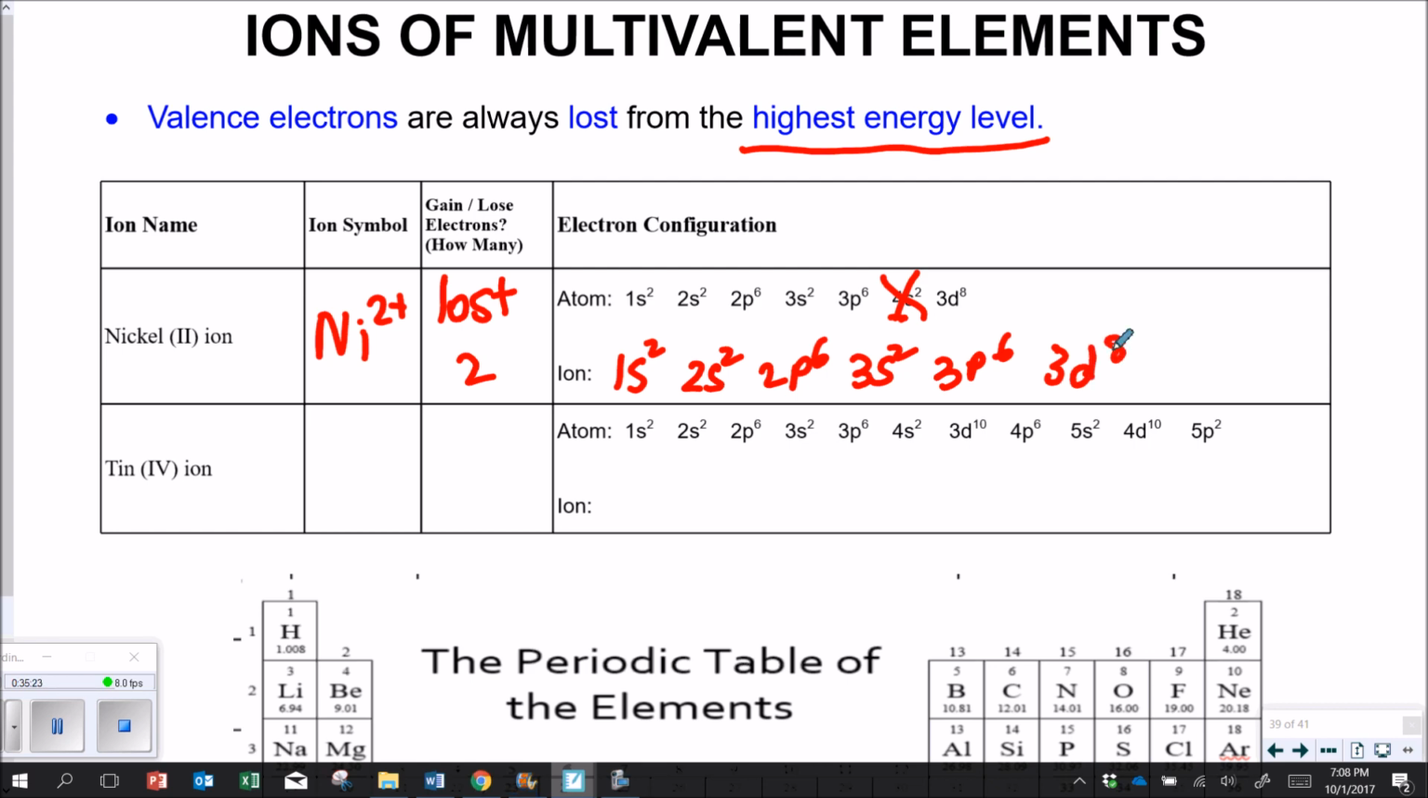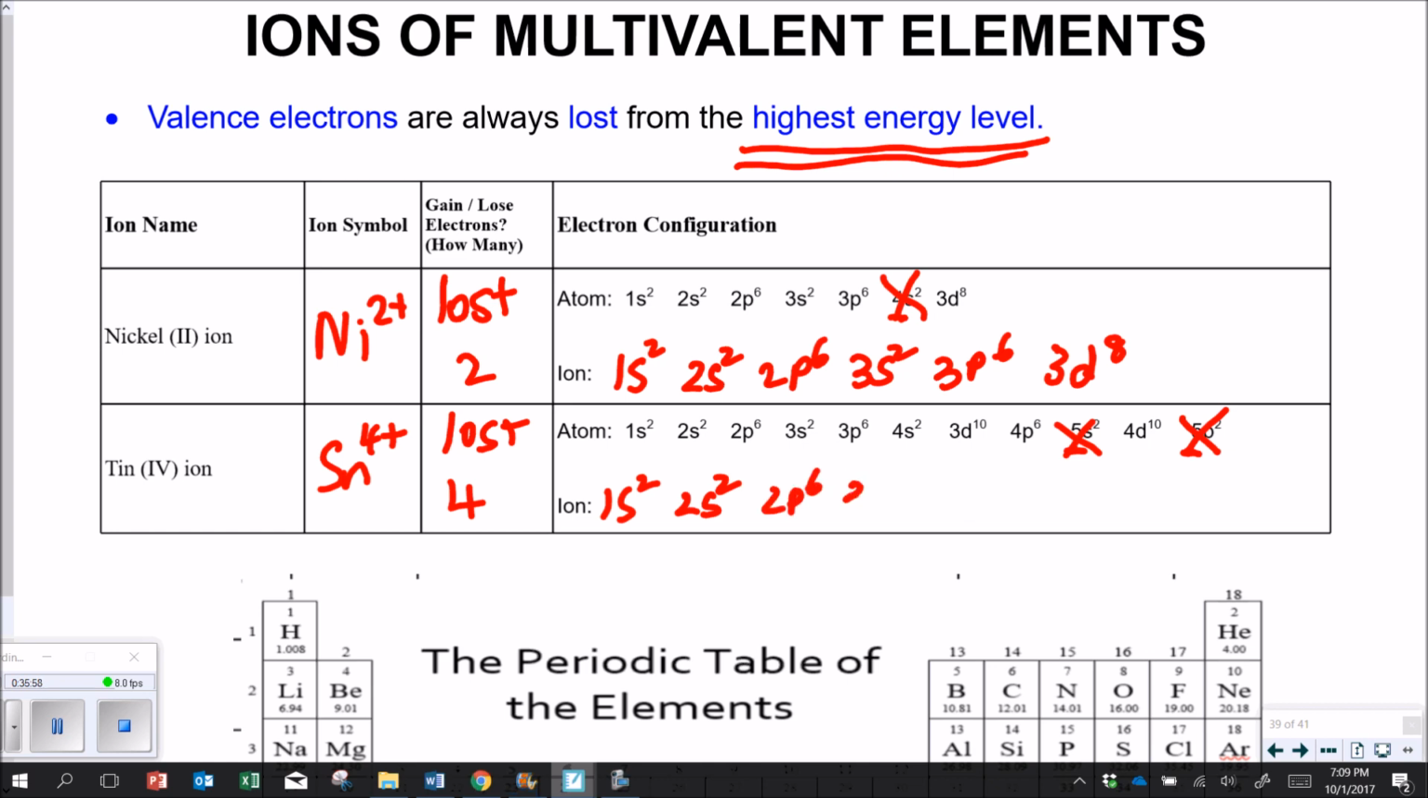Let's do the tin 4 ion. Tin is Sn. Roman numeral 4 means a charge of +4. And also it lost, this time, 4 electrons. Since again we lose from the highest energy level first, we look at the highest energy level, and we have a 5 here and a 5 here. So since it loses 4, we're going to lose these 2 and these 2 electrons. So the ion will be 1s2, 2s2, 2p6, 3s2, 3p6, 4s2, 3d10, 4p6. We've lost 5s2. We have 4d10, and we've lost 5p2.